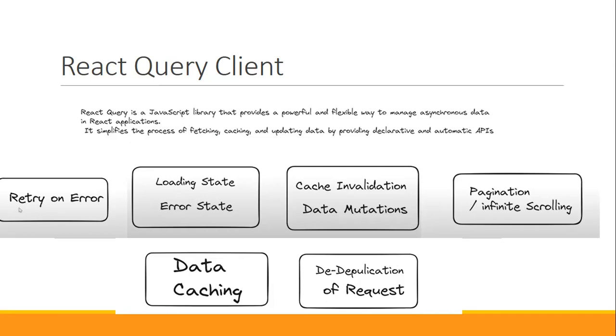So retry, data caching, then deduplication. Consider there are 3 or 4 components which require the same kind of data. Everyone wants the data of a post, correct? So it's not the correct way to fetch the post API again and again 3 times for 3 separate components. So you deduplicate it: you fetch the data one time, and that same data you can access or share with multiple components.